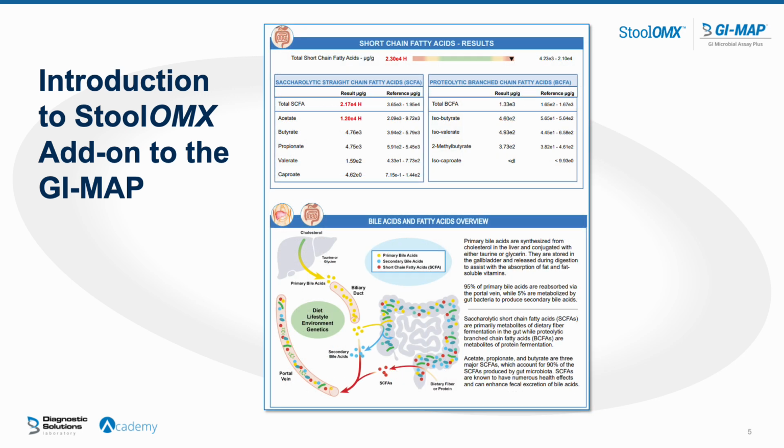On page 3 of this add-on to the GI map, you can find more detailed information on the short-chain fatty acids, with the quantities of the saccharolytic straight-chain fatty acids here, and the proteolytic branch-chain fatty acids here. There's also a visual representation of the physiology on the bottom of this page. And next, we will review some of the basic physiology in order to understand why we would want to add this on to the GI map and understand these markers further.